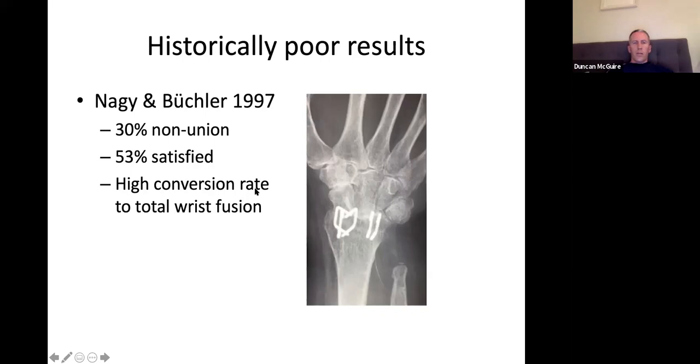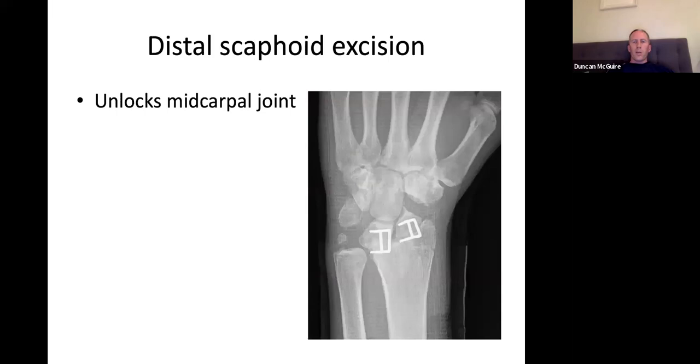So with these results, it fell out of favor. And then only when people realized what the problem was, they started to excise the distal scaphoid. And by doing that, you unlock the midcarpal joint, and the midcarpal joint is free to move. It's not hindered by the scaphoid. So the results are much better when doing that.